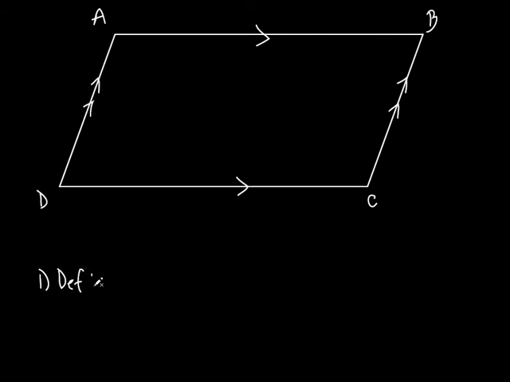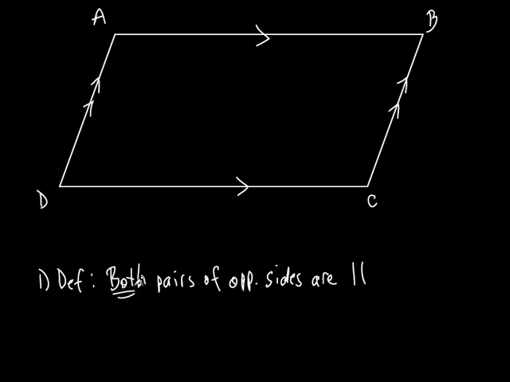But the definition says what? Let's write it out: both pairs of opposite sides are parallel. And I'll just put the parallel symbol. Is that all right? Both pairs. Later on in another lesson we're going to deal with something where only one pair is parallel and the other pair is not parallel. That would not be a parallelogram. So to be a parallelogram, both pairs of opposite sides have to be parallel.